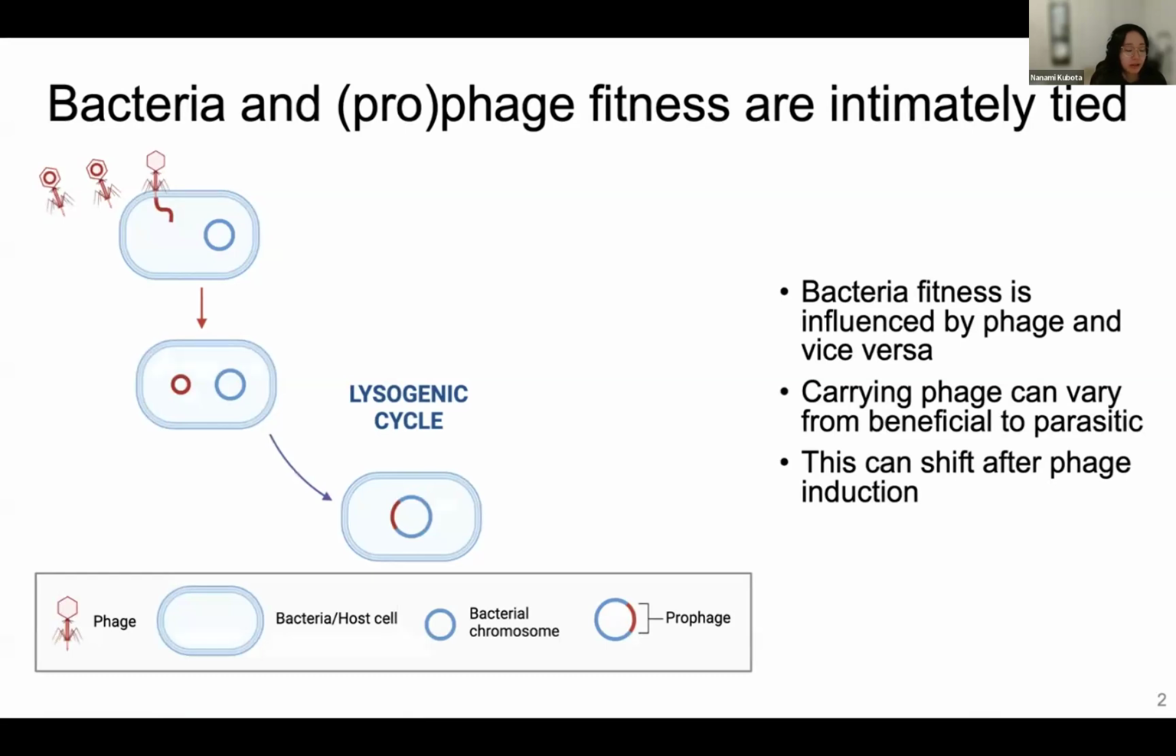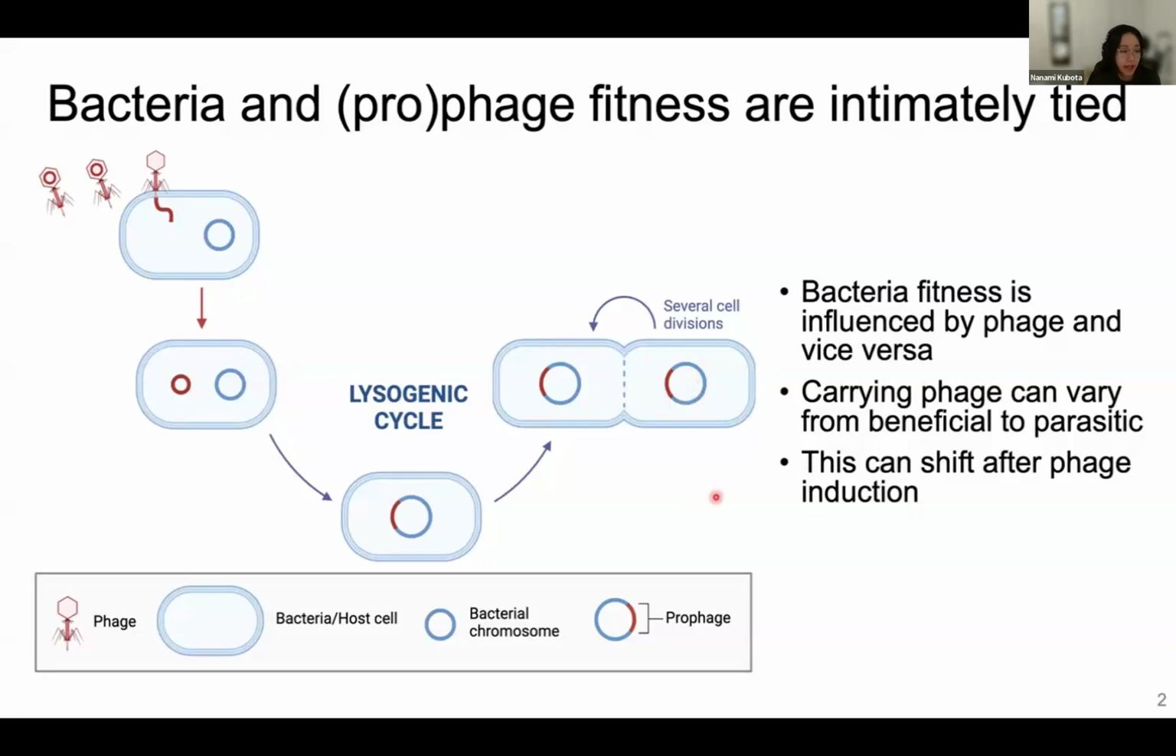Phages are bacterial viruses, and some of them can infect bacteria and integrate their genome into the bacterial chromosome. When that happens, as bacteria divide, the phage genome is also copied. Because of this, bacterial fitness is tied intimately to phage fitness and vice versa. Sometimes phages can also bring beneficial genes with them and affect host fitness that way. And the relationship phages have with bacteria can shift once phage becomes induced.